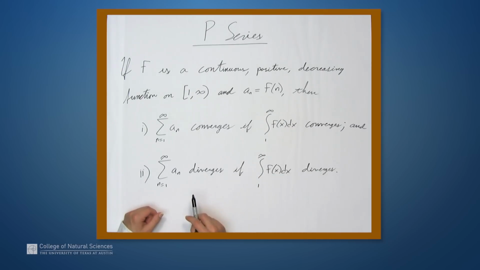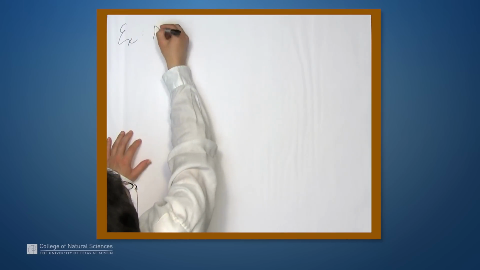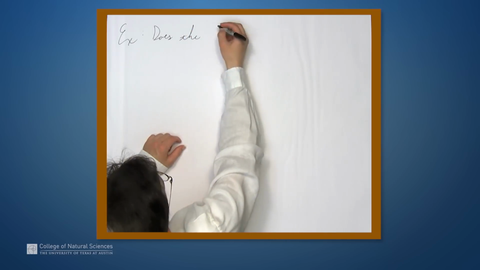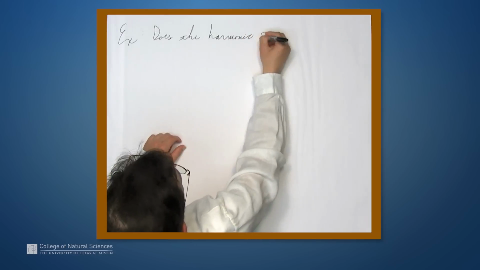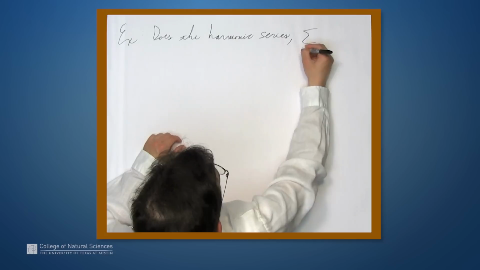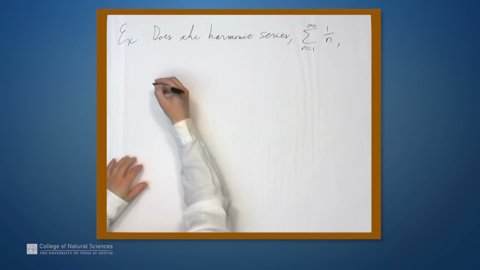Now we're going to use this test to look at a very particular type of series, p-series. Let's introduce this through 3 examples. So first, does the harmonic series, which is the sum from n equals 1 to infinity of 1 over n, converge?